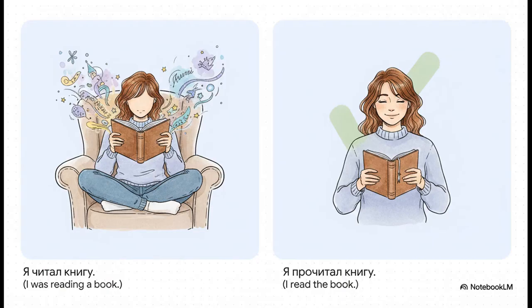Let's start with our verb to read. So, if you want to talk about the process of reading, you'd say "Я читал книгу." That means I was reading a book. The focus is on the action happening. But if you want to talk about the result, the book is done, you finished it, you switch to the perfective and say "Я прочитал книгу," which means I read the book. See the difference? Action in progress versus action complete.